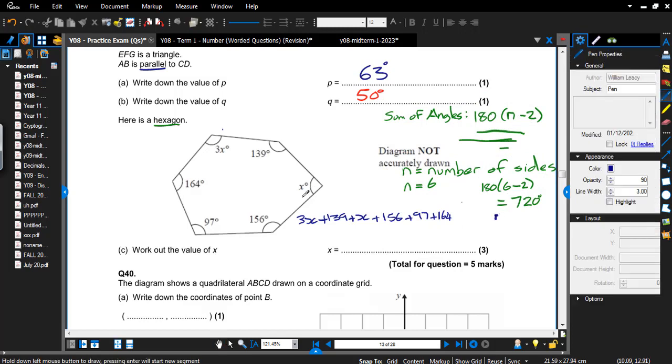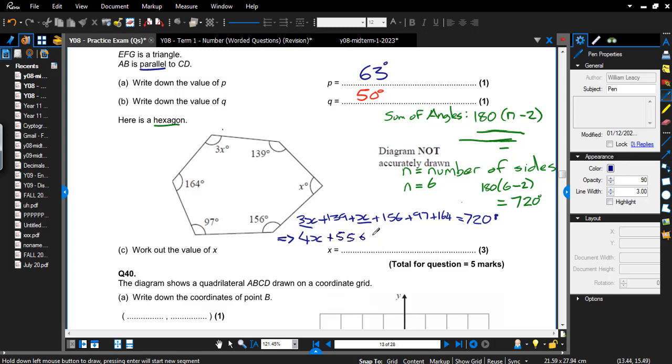So we know that equals 720. Alrighty. So let's add these. I'll just do it on my calculator because I don't want to make a mistake and redo the video. 139 plus 156 plus 97 plus 164 is 556. So we have 3x and x, so we know 4x. We add the numbers together and we just get 556.